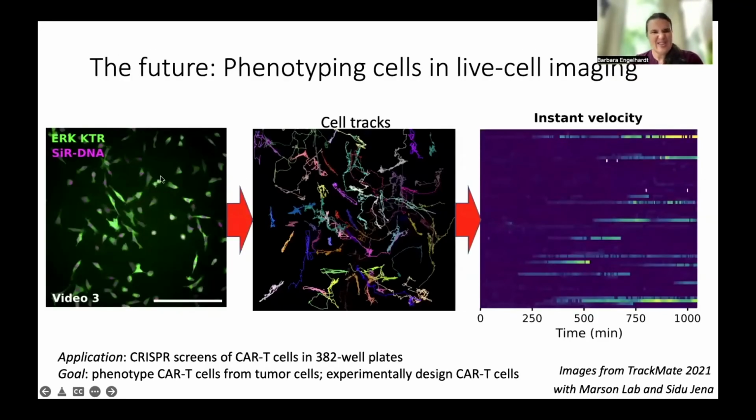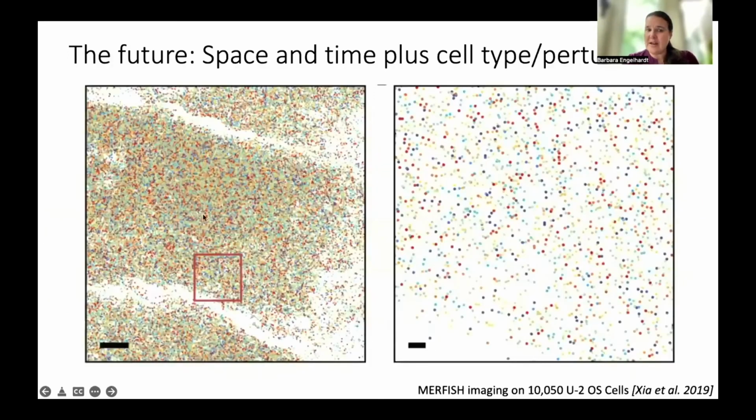The final thing that I wanted to tell you about is phenotyping cells in live cell imaging. This is what we're working on right now with Alex Marzin and Sidhu Jena. We basically have CRISPR screens of CAR T cells in 382 well plates. Our goal is to phenotype CAR T cells from tumor cells and then experimentally design these CAR T cells.